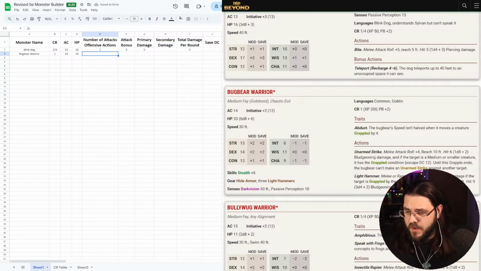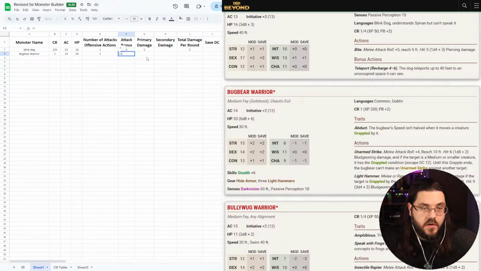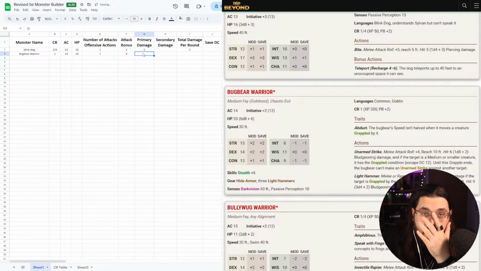Bugbear Warrior. Does Bugbear Warrior really only have one attack? Grim. An arm strike or light hammer. I think 6 if it's grappled. So you want to grapple it until the grapple ends. Advantage against grapple. Fancy. So +4.